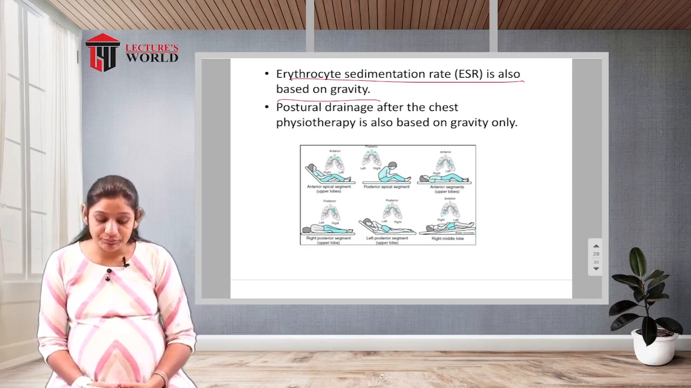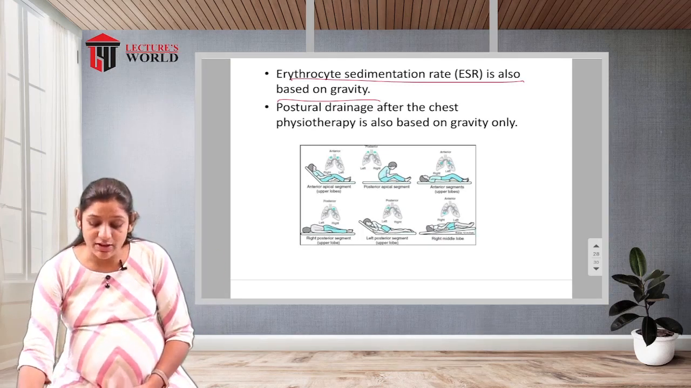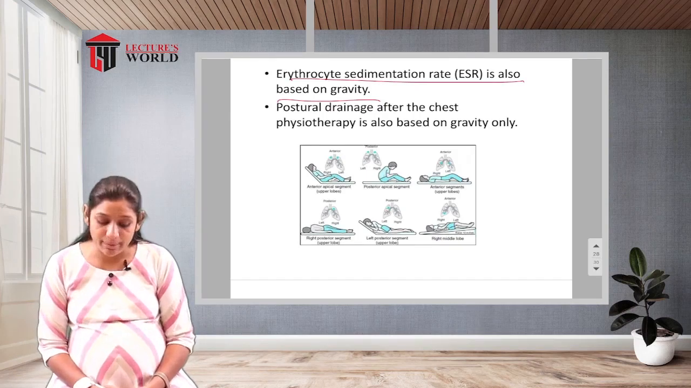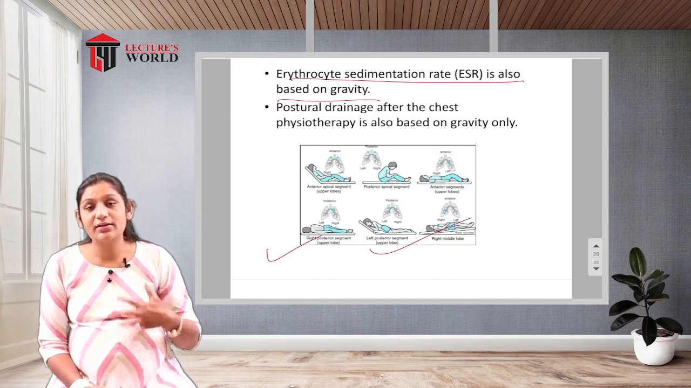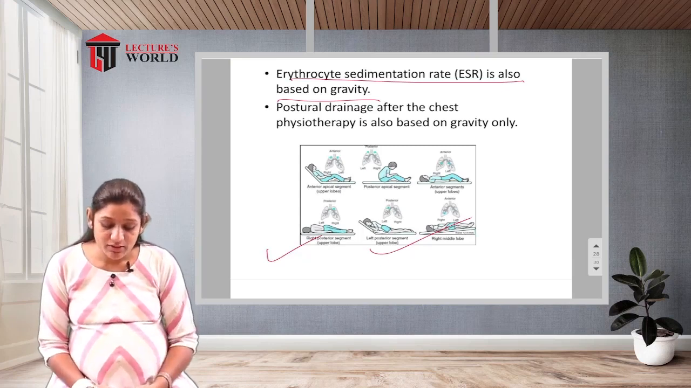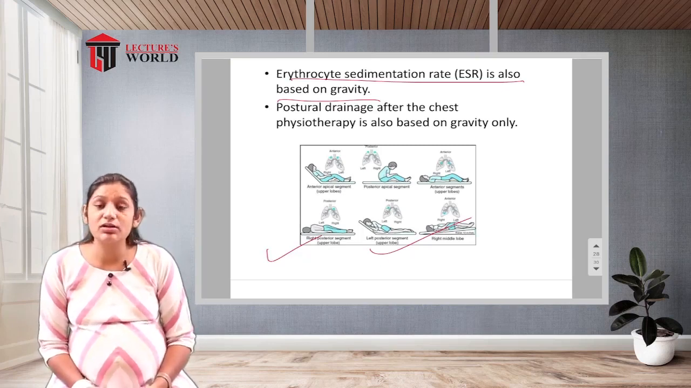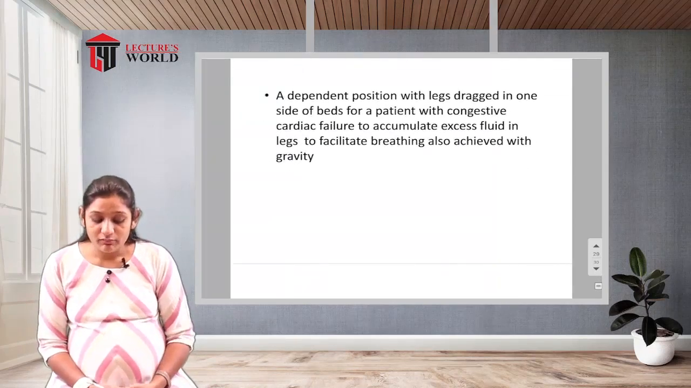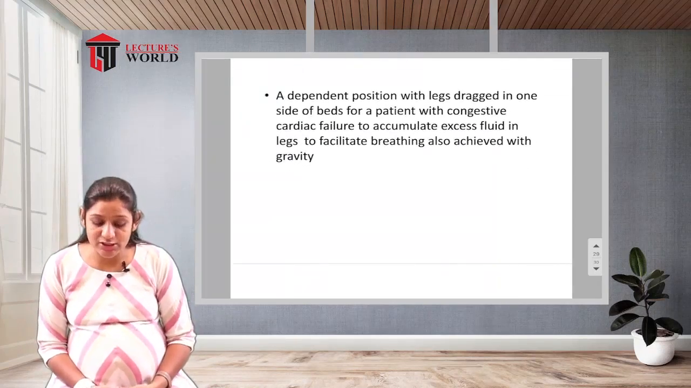Postural drainage after chest physiotherapy is also based on gravity only. Postural drainage of the lungs' coughed-up material is based on gravity only.